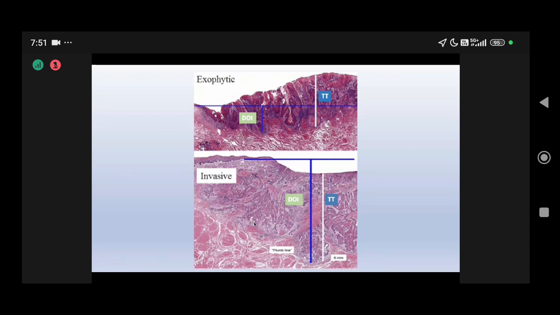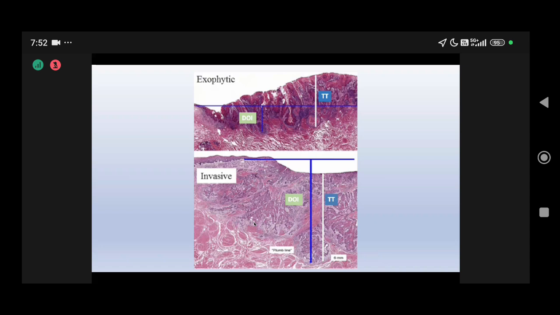As you can see at the top of the picture, there is an exophytic tumor. Now you draw a line from the basement membrane, which is normal, and the line going below is your depth of invasion. From the basement membrane to the top of the tumor, which is exophytic, is your tumor thickness.